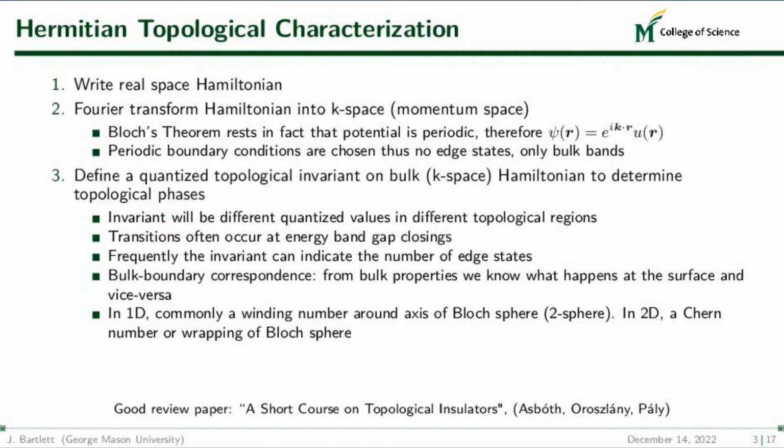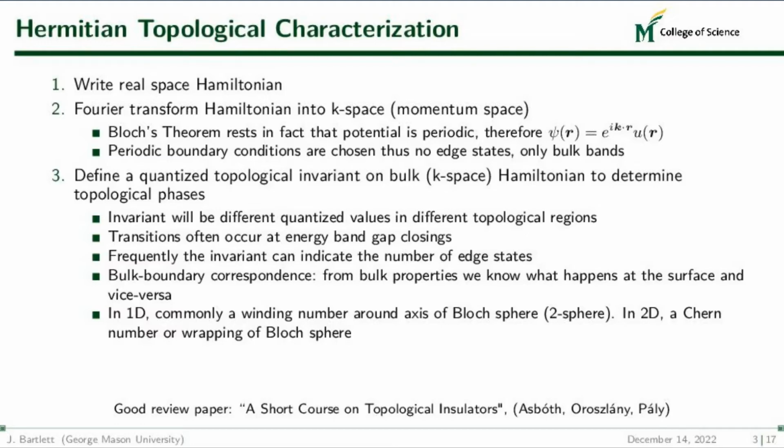So once we Fourier transform our Hamiltonian into momentum space, we then define a topological invariant on this Hamiltonian. And this invariant will tell us if we have a non-trivial phase or a trivial phase. So an example of this, which I'll show on future slides, is what's called a Chern number. And you can think of the Chern number as the number of times the eigenvector wraps the two-sphere in mathematics, or the Bloch sphere as we call it in physics.